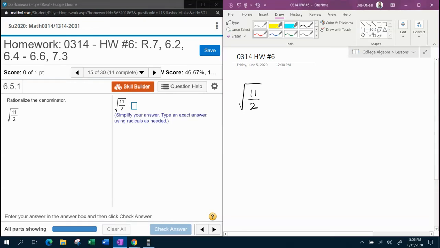All right, here we go. Question number 15 from our 0314 homework number 6 in MyLab Math. And the instructions say rationalize the denominator.